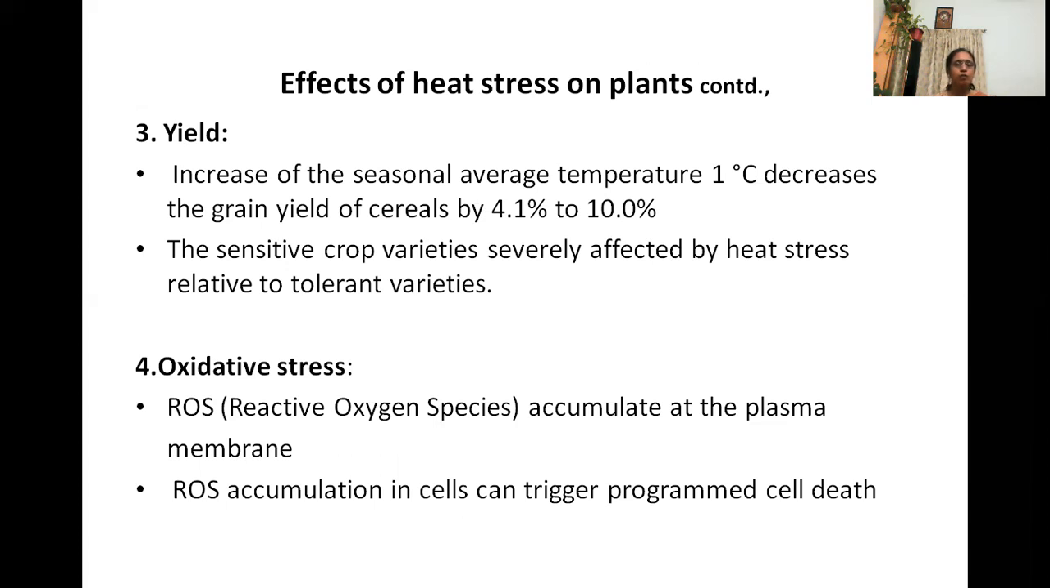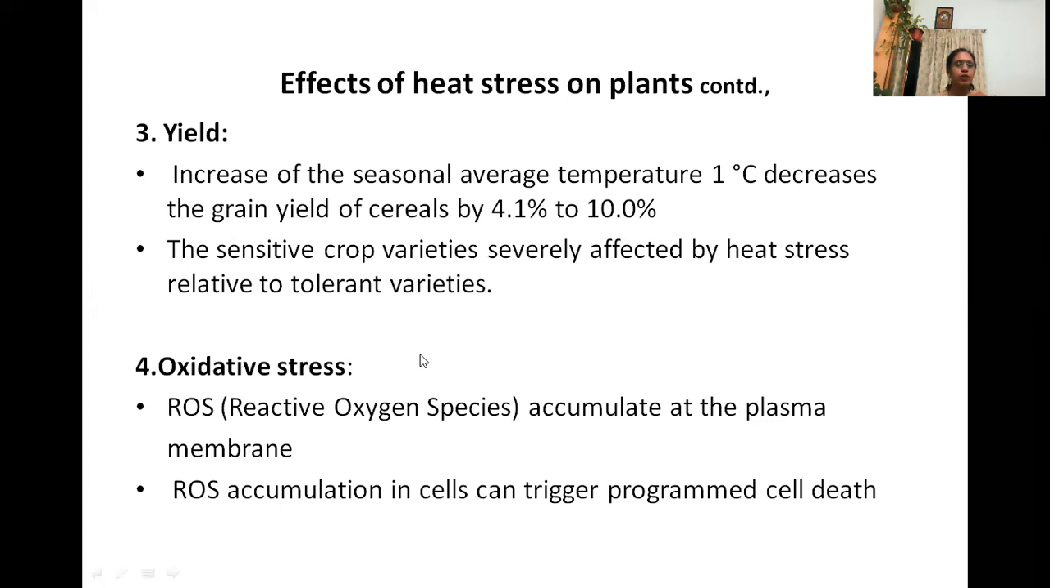Then the sensitive crop varieties are severely affected by heat stress relative to tolerant varieties. See, the sensitive crop varieties are severely affected. There are crop varieties which are actually sensitive to heat. They are severely affected by heat stress when compared to heat tolerant varieties. That's why many varieties of cereal crops and legumes and so many other crops which are actually tolerant to heat are produced by hybridization techniques.